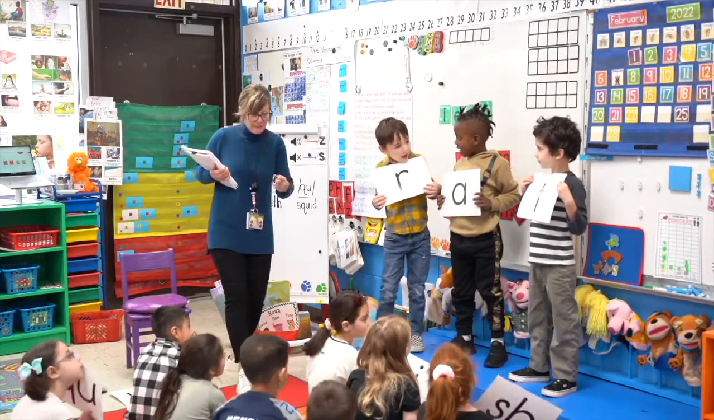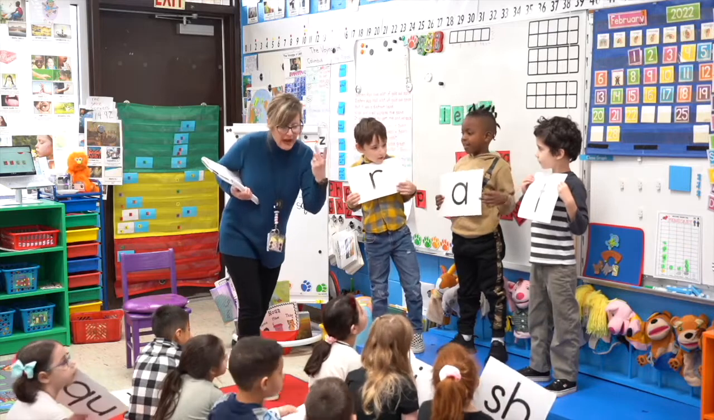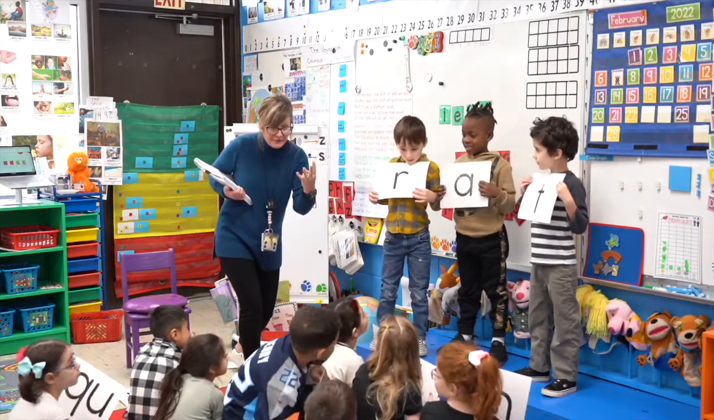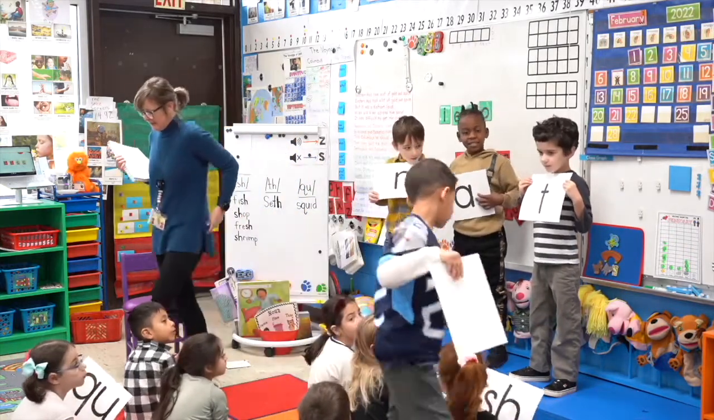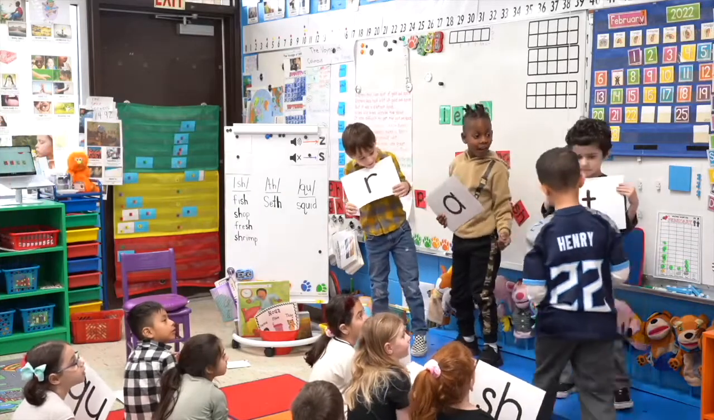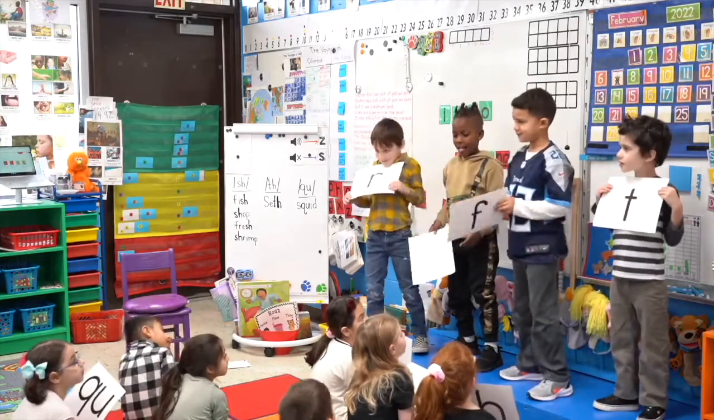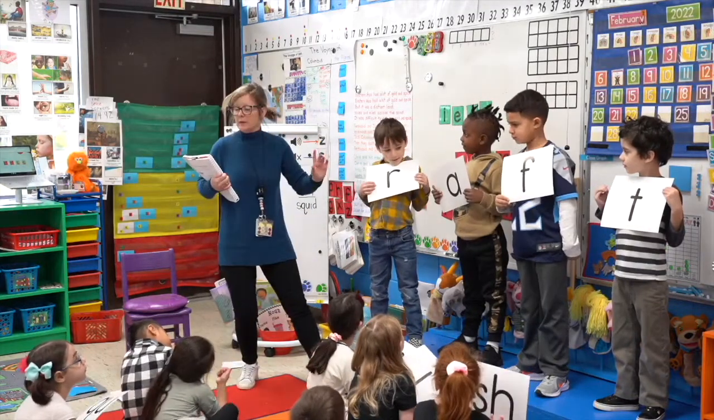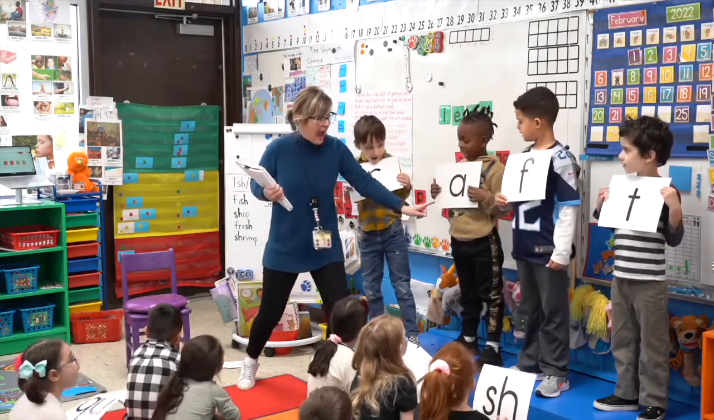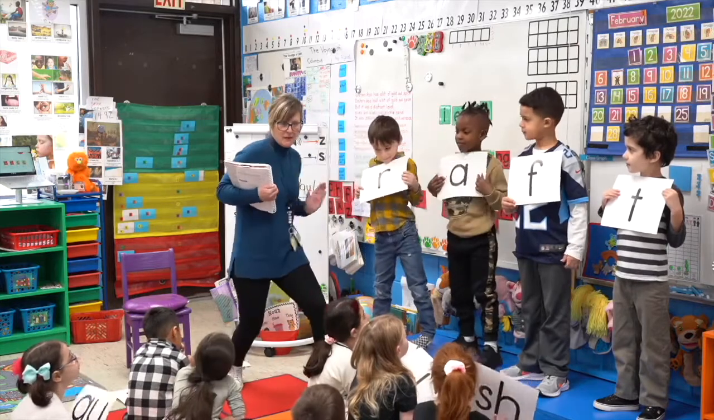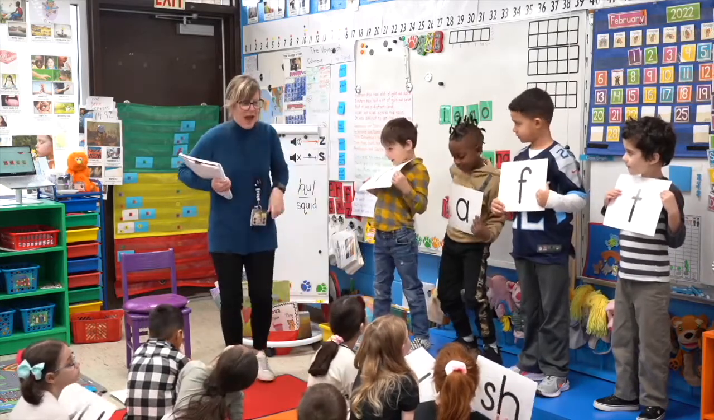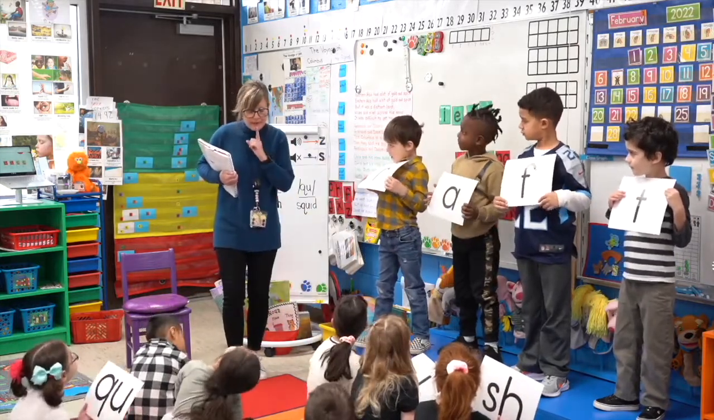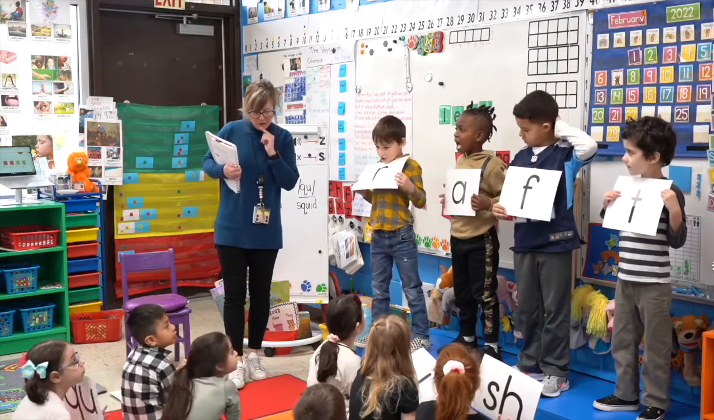You might want to segment it. Let's segment it. Raft. What are we doing? Adding. What are we adding? We're adding an F. Here we go. Ready? Segment it. Blend it. Raft. Here we go. Change raft to, repeat, shaft.